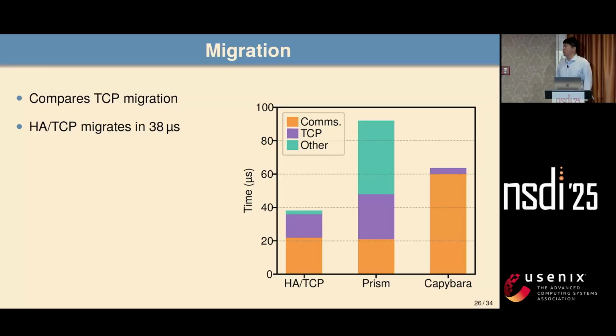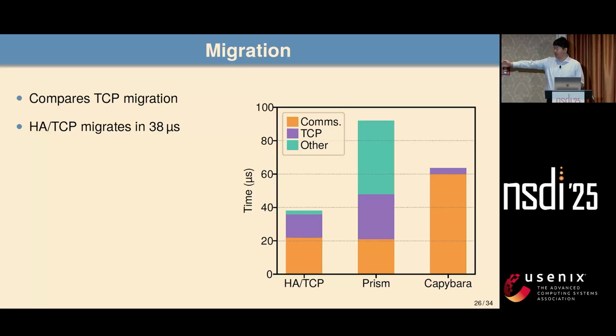For migration, we compared HATCP with two other recently published research systems, Prism and Capybara. And for fairness, we only kept the TCP migration part in the other systems. In this graph, the orange bar represents the network communication time, the purple bar represents the operations spent in the TCP stack, and the teal bar represents the system-specific operations.